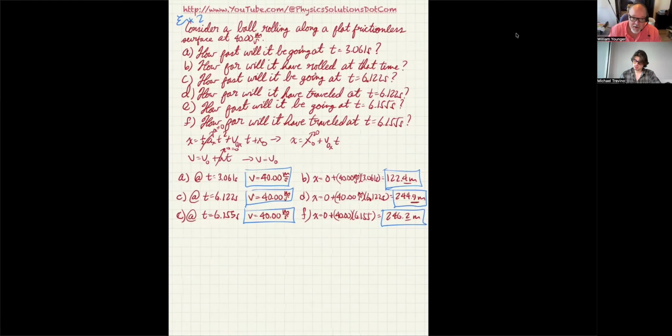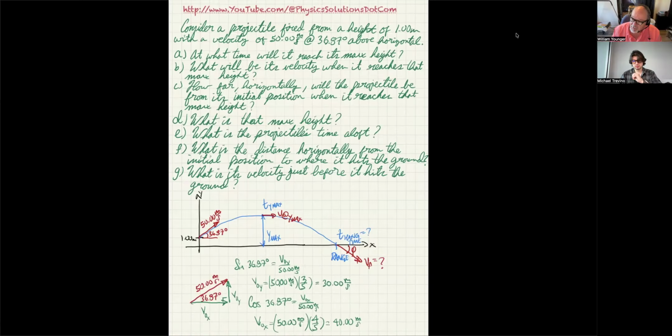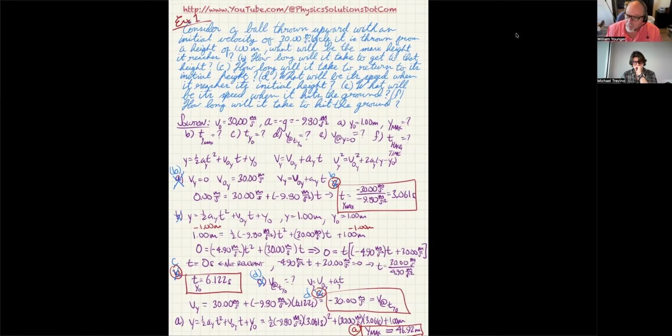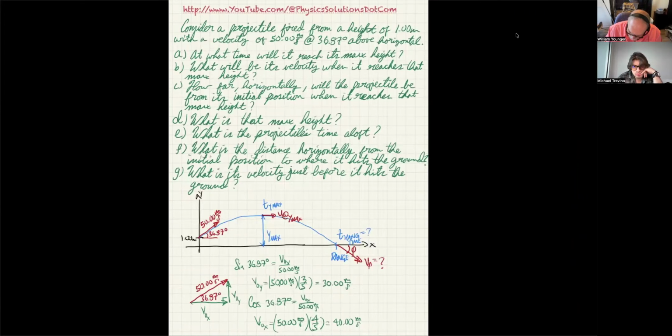Notice the velocities. When I did example 2, the ball was rolling horizontally and had a velocity of 40 meters per second. That's the same thing as the x component. When I did example 1, I threw the ball upward at 30 meters per second, right? And what we just found is the vertical component of velocity is 30 meters per second. So I've already worked out the details, in other words. So now we start with, at what time will it reach its max height? Well, we know that occurs when the y component of velocity is equal to 0.